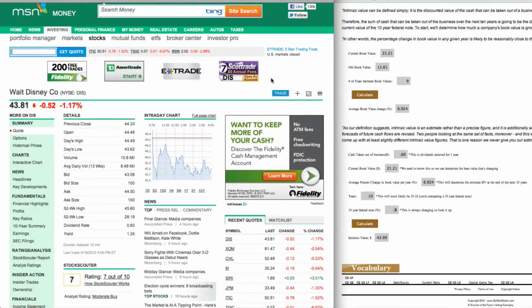If you wanted to pull up the dividend that Disney is paying right now currently, that's something that you can find on MSN Money.